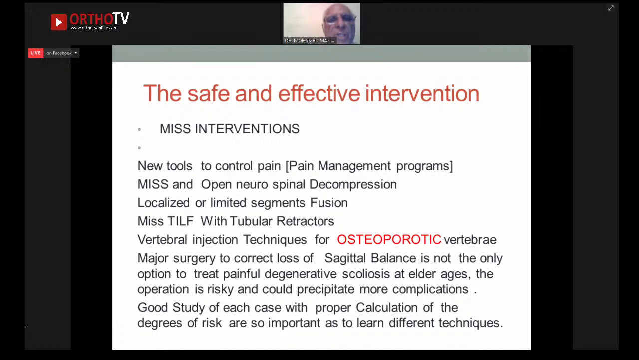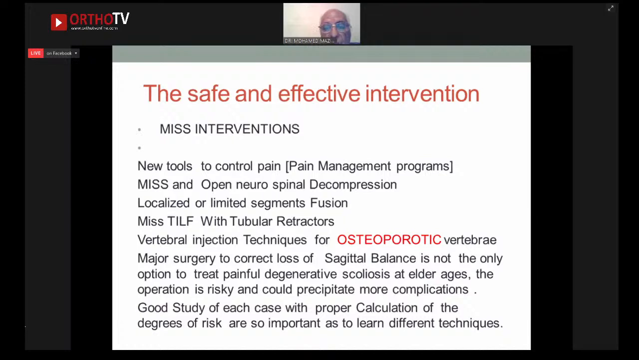Minimally invasive surgery technique. New tools to control pain. Pain management program. Minimally invasive open neuro-spinal decompression. Localized or limited segment fusion. Minimally invasive surgery with tubular retractors. Vertebral injection technique for osteoporotic vertebrae. Major surgery to correct the loss of sagittal balance is not the only option to treat painful degenerative scoliosis at an elderly age.